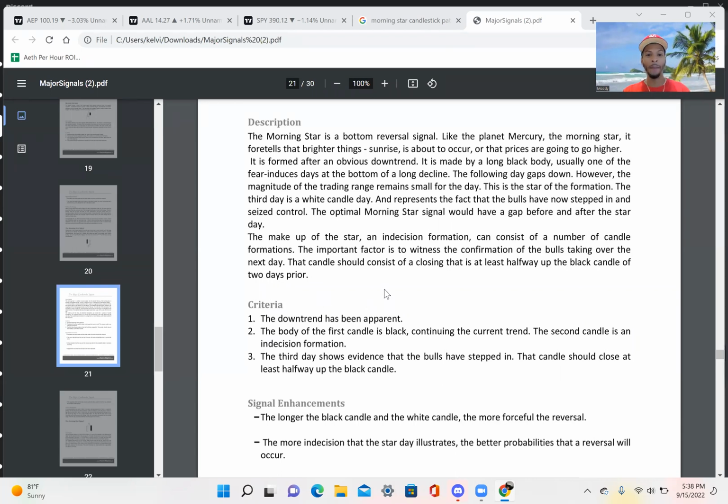So where was I? The makeup of the star and indecision formation can consist of a number of candle formations.